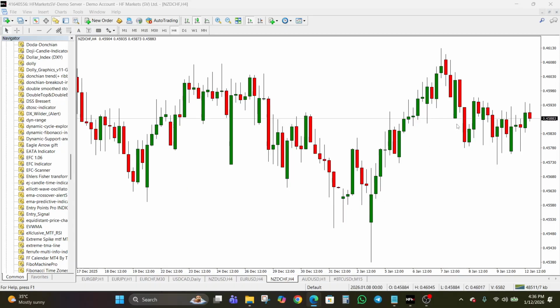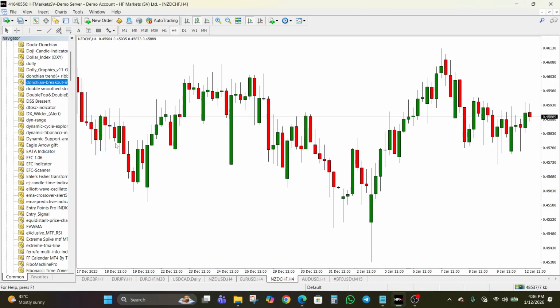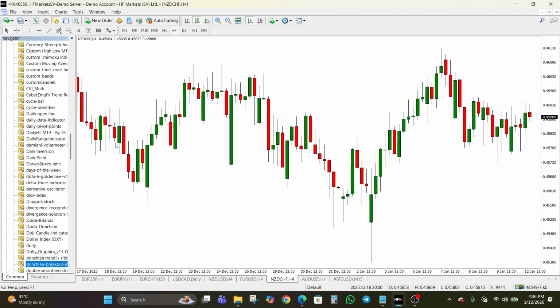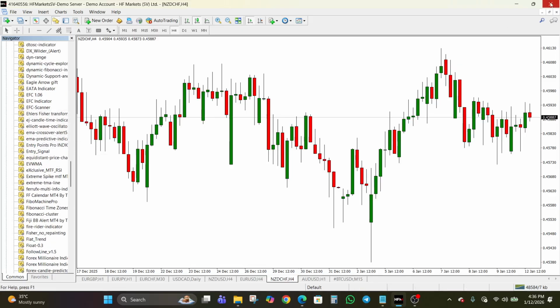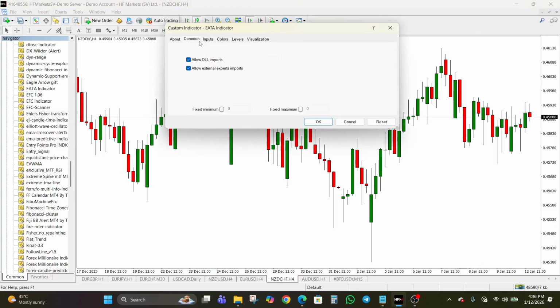After doing that, just head over to your indicators folder for MT4 and paste the indicator file in there. All right, after that, you head back to your navigator and refresh. After refreshing your navigator, you should find the EATA indicator here. If you still can't find it, then you might have to restart your terminal. Okay, so we're going to drag and drop, ensure that the allow DLL imports box is checked.